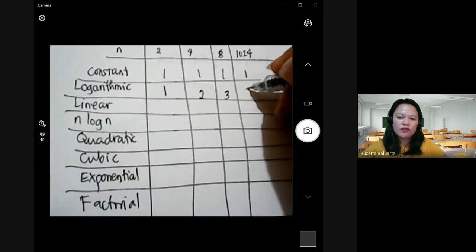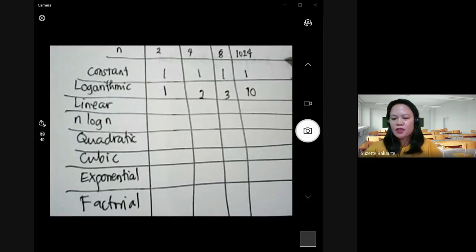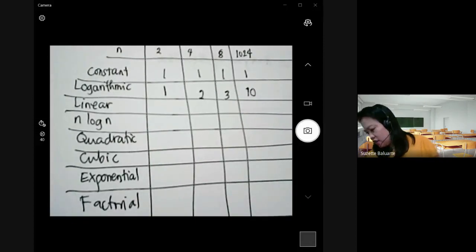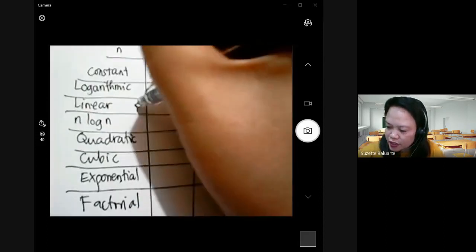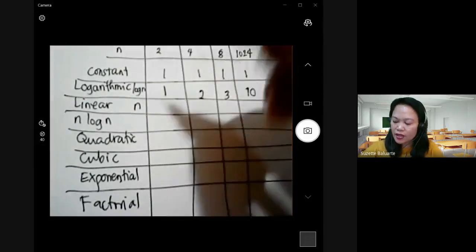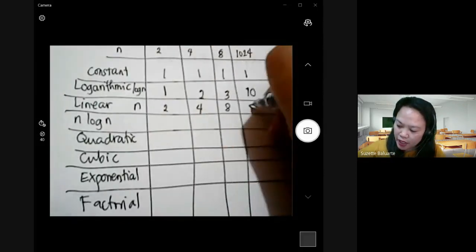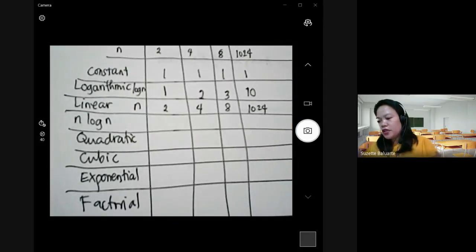If 1024, what is the log of 1024? That is 2 to the power? 10. Correct. Right, Brian. Now in linear, what is it? Oh, I haven't written it yet. The n is missing. Let me put the n below. So this is the linear, this is n, and this is log n. Right? So if it is just n, that would be 2, 4, 8, 1024.